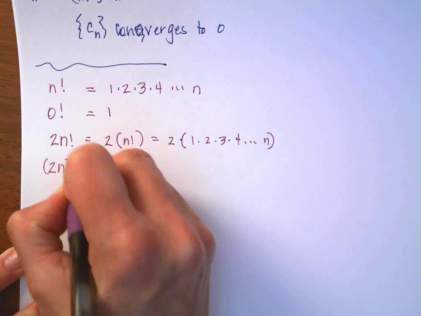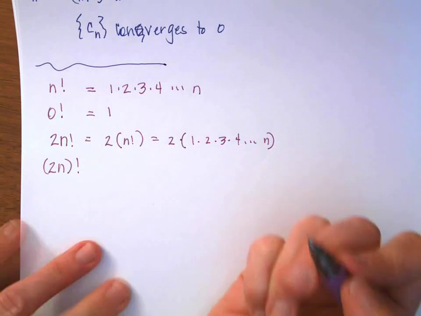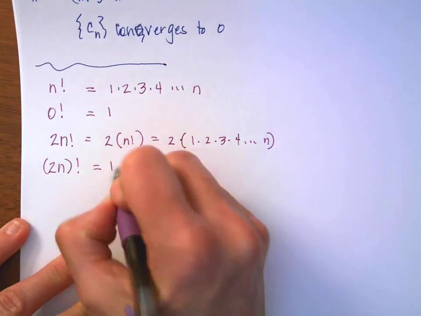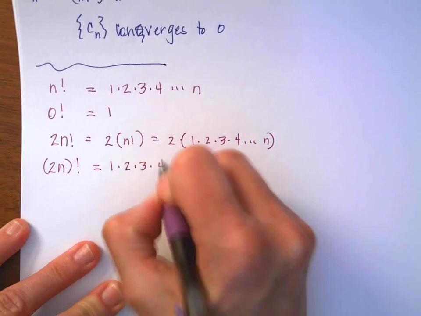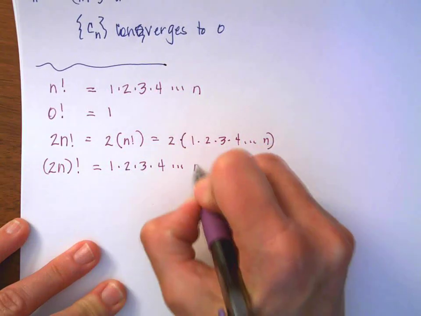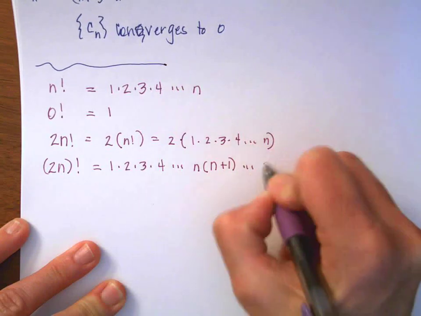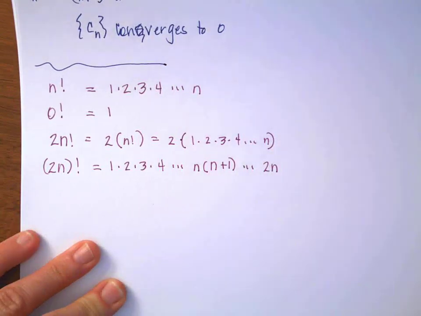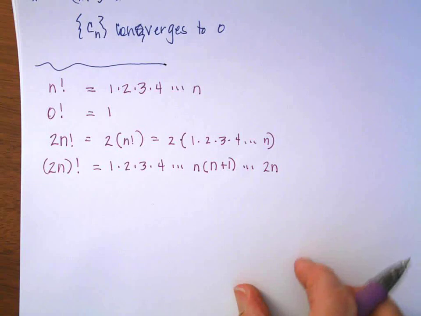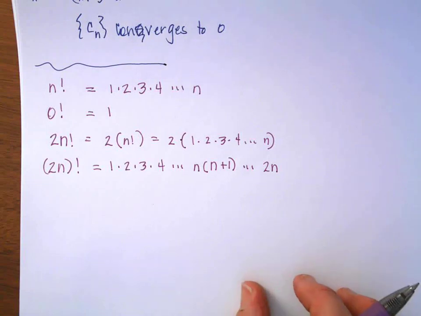But on the other hand, if I have (2n)! in parentheses and then factorial, then this would be 1 times 2 times 3 times 4 until I get to n, and then I would have n plus 1, and then I would stop at 2n. And so that would be (2n) factorial.